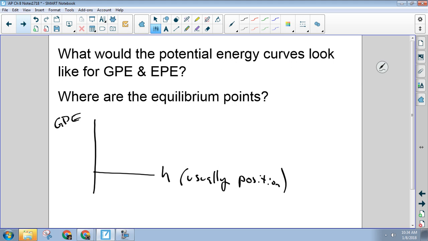Wouldn't it just be a straight line, right? Because GPE is just mg times h. So this would be a line with a slope of mg. Cool? And notice, what's the derivative of this? Well, the slope is mg, right?